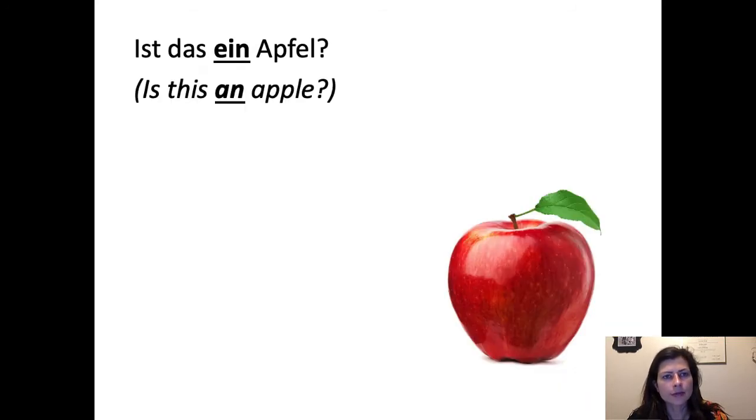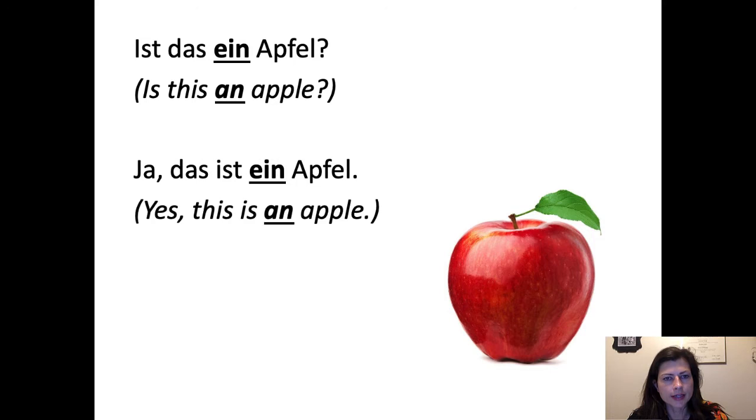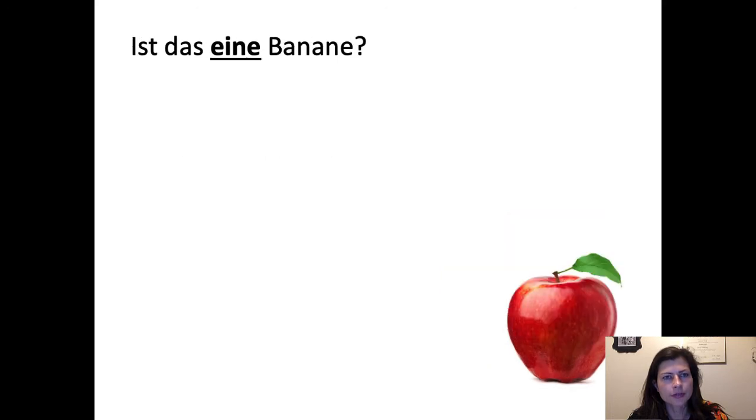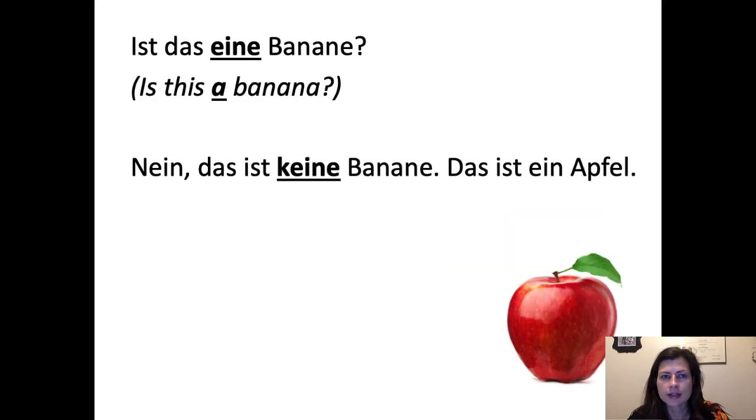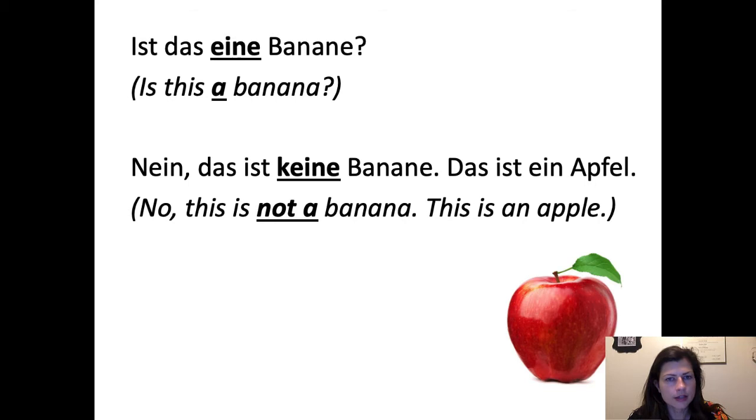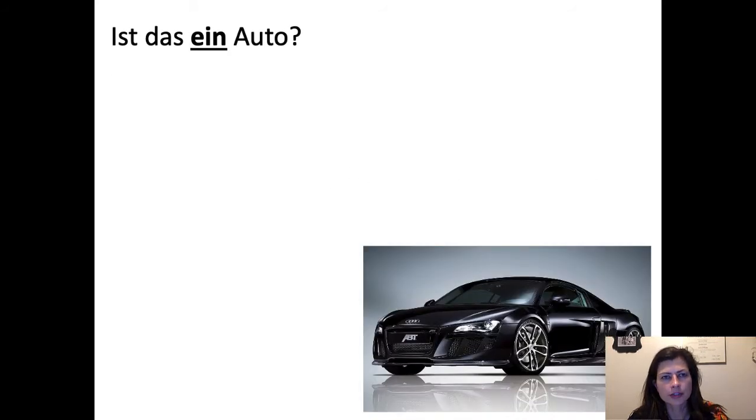Ist das ein Apfel? Ja, das ist ein Apfel. That's positive. Ist das eine Banane? Nein, das ist keine Banane. Das ist ein Apfel. No, this is not a banana. This is no banana. Not a banana. So you see, it would be eine in the indefinite article. And so with the negative, it's keine, has that same ending. Matches the ending. Just has a K at the front.